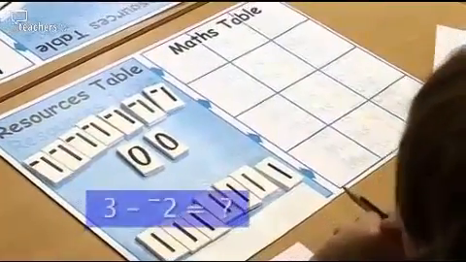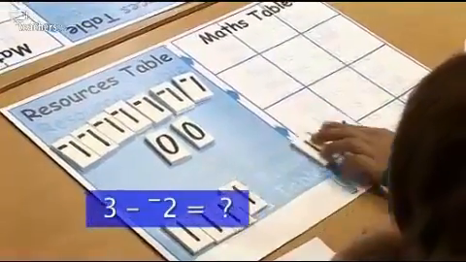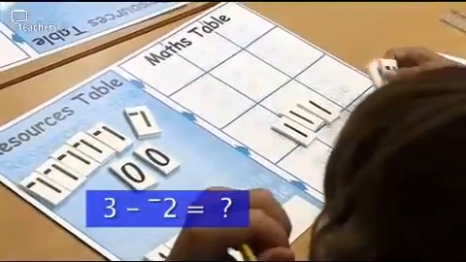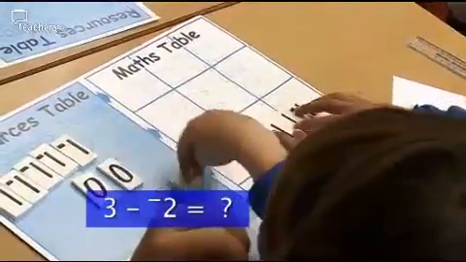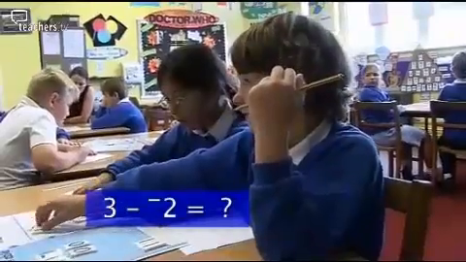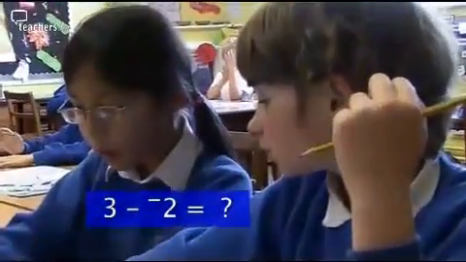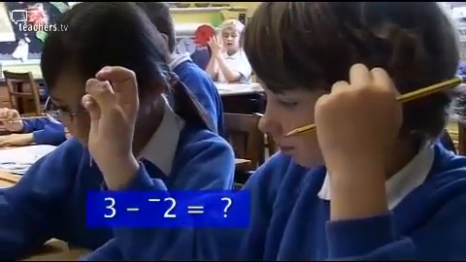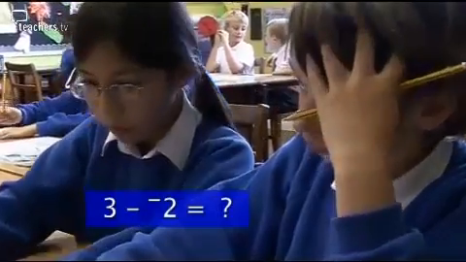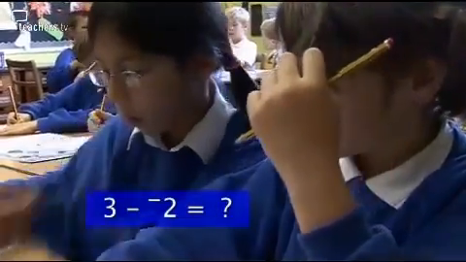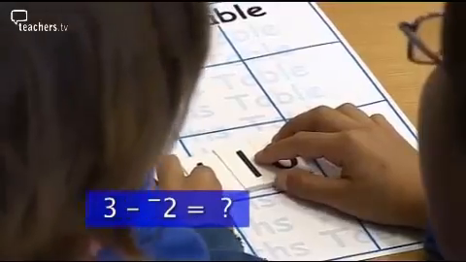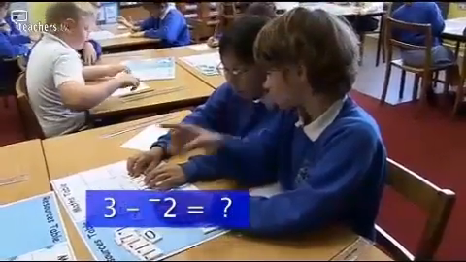3 take away -2. What could that be? We'd need 2 zeros, wouldn't we? 2 zeros take away -2. Yeah, that's a 0. Just hold on. Take away 3. It's much easier. Got that? How am I meant to take away 2 negatives? Next one.